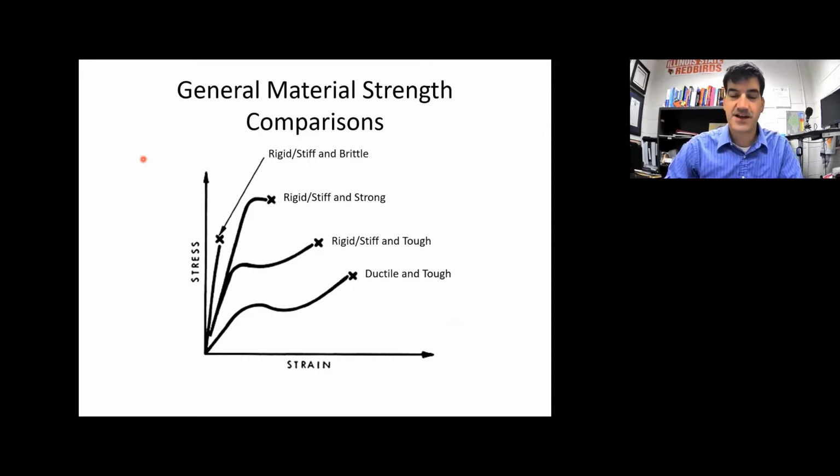This is where we left off last time. We had defined a bunch of terms and talked about how we would measure them. And we left by talking about these four different stress strain curves and how we could identify whether each material specimen was ductile or tough or rigid or strong or brittle just by looking at this stress strain curve.